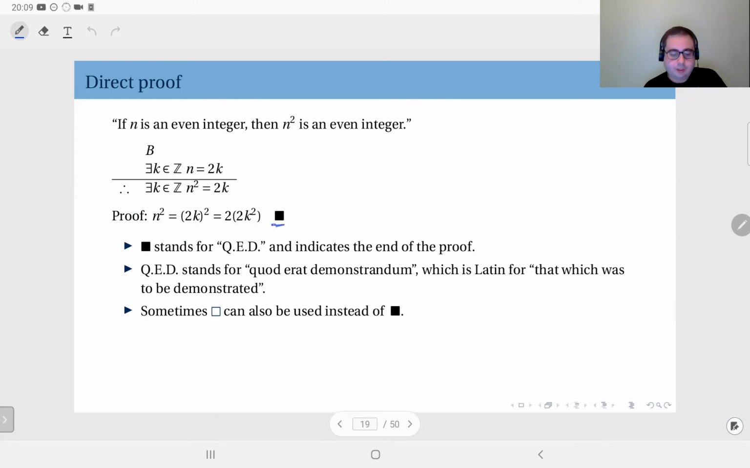Now this symbol you see here stands for QED, and it indicates the end of the proof. And what does QED mean? QED stands for a phrase in Latin, and roughly translates to "that which was to be demonstrated." We usually say, "and that completes the proof," or sometimes we say, "that was what we were trying to show," etc. And notation-wise, sometimes you see an empty square instead of a black one. So this is direct proof.